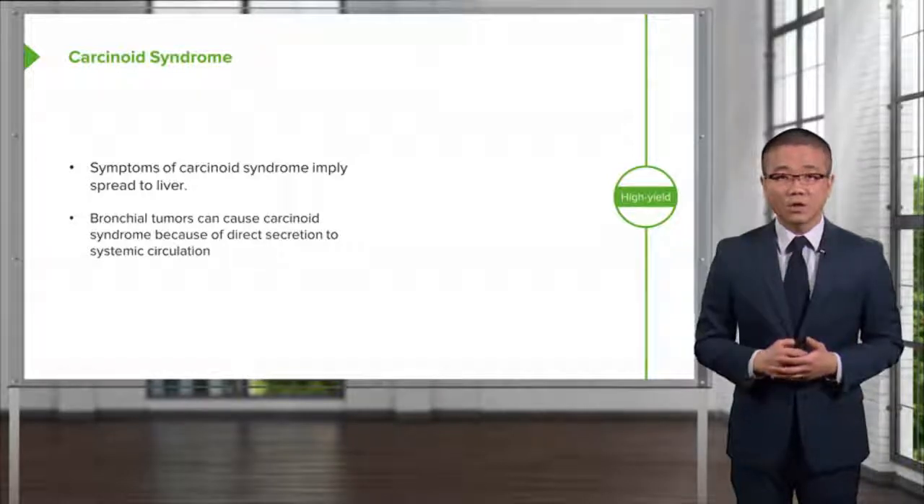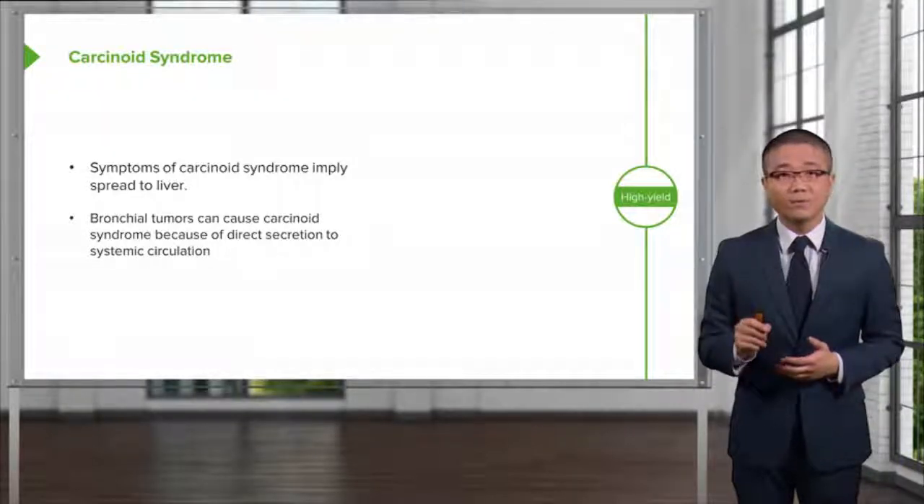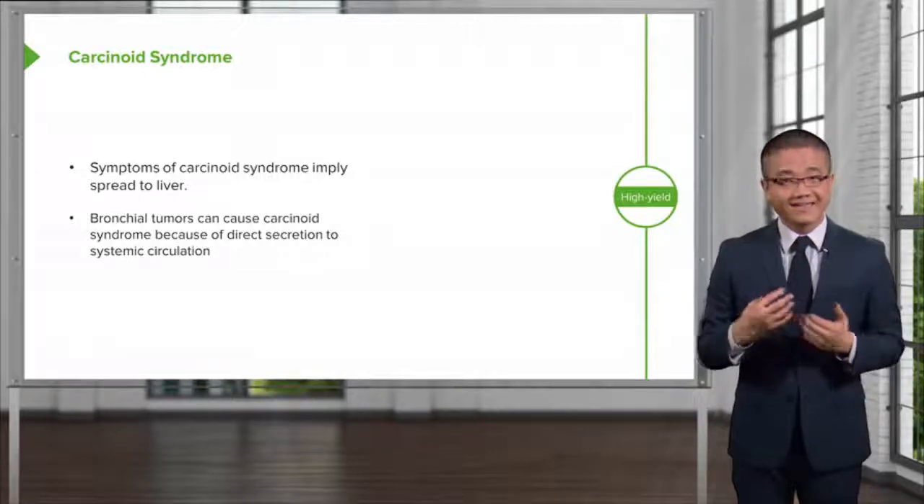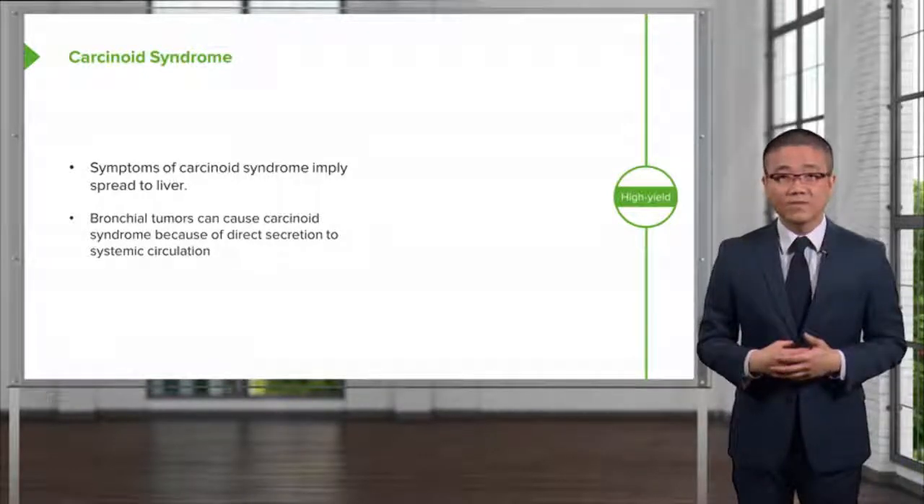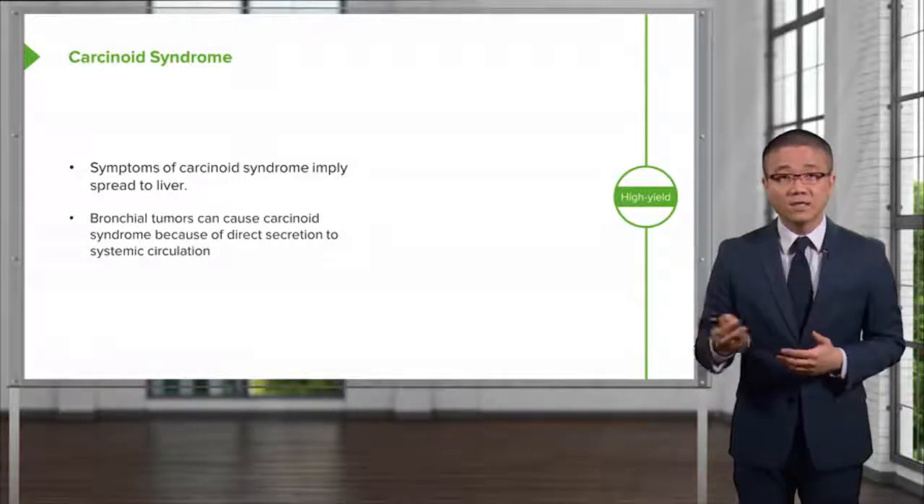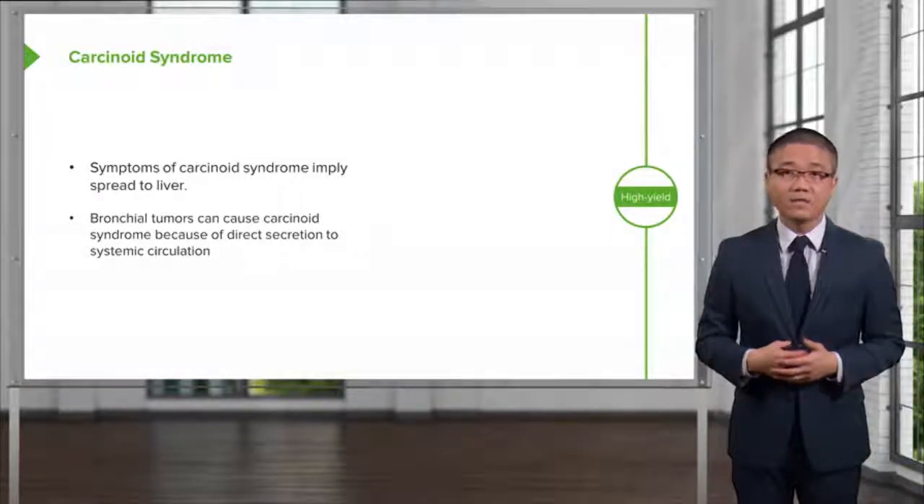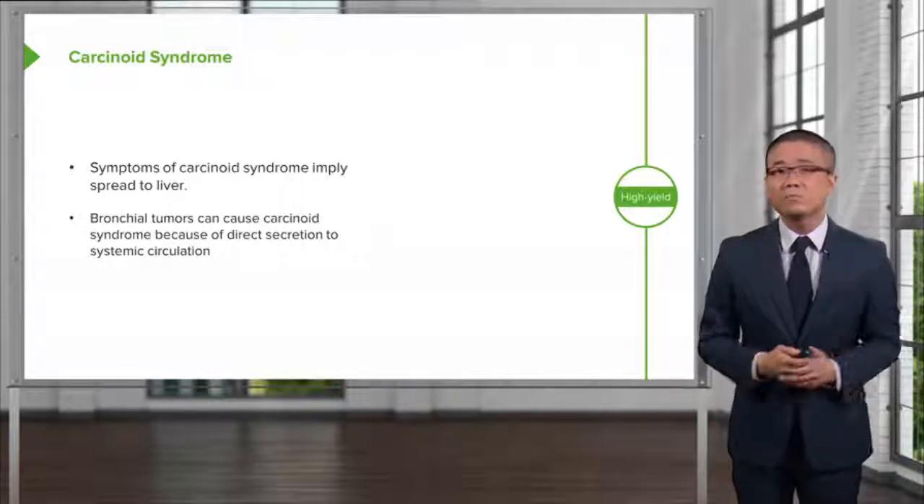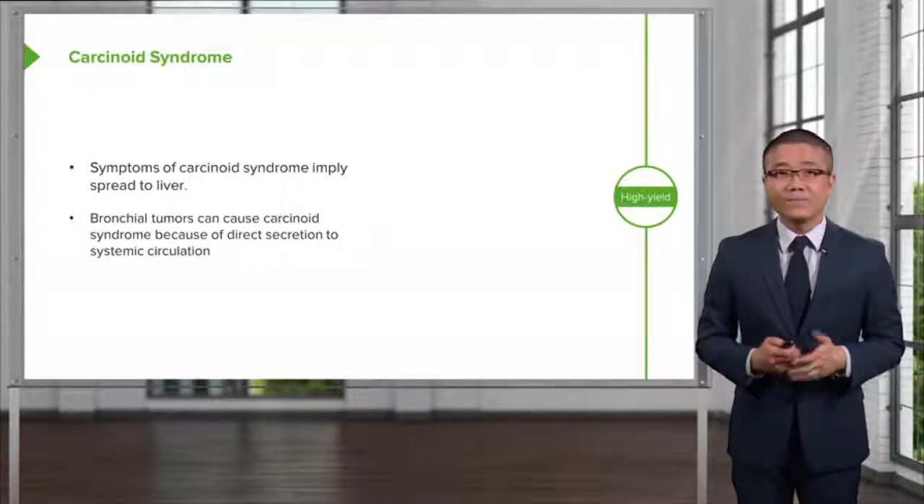Bronchial tumors can cause carcinoid syndrome because of direct secretion into the systemic circulation. Again, if the tumor was in the bronchial system or the lungs, the liver has not had a chance to degrade the vasoactive peptides. The serotonin can then directly go into the systemic circulation. And for patients who have bronchial tumors, their symptoms may occur earlier than those who had GI carcinoid tumors.